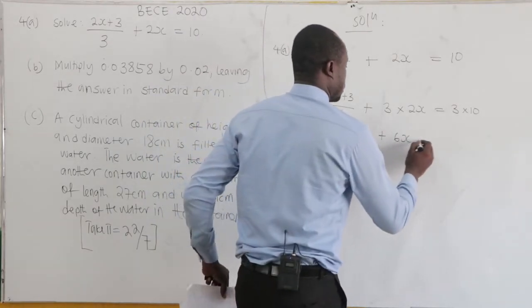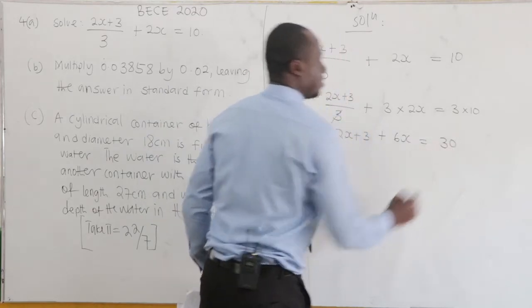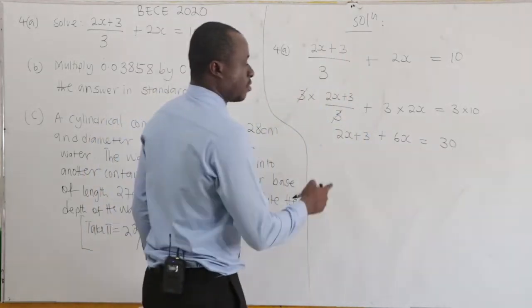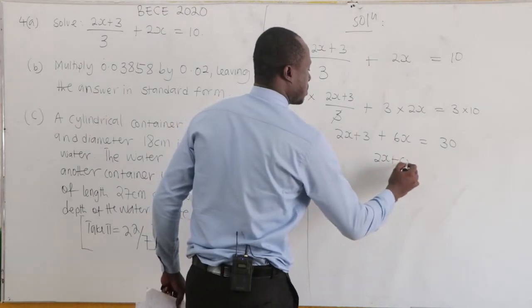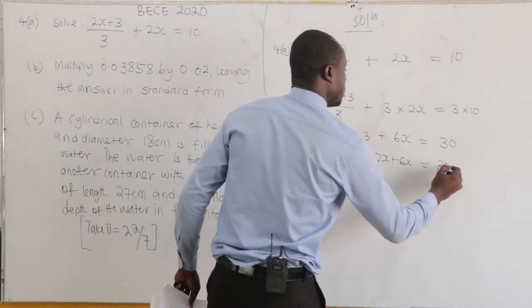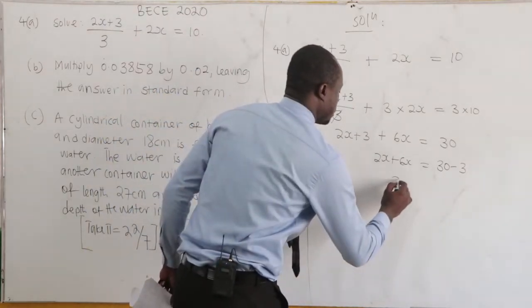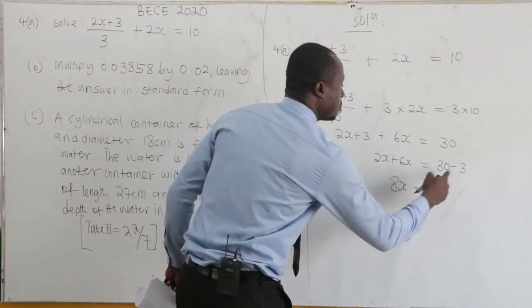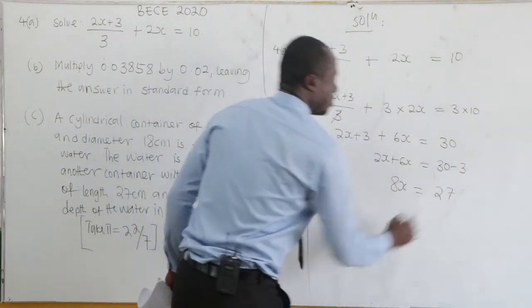This is 6x equal 3 times 10. This is 30. Now let's group like terms. This has to go to the other side. So you have 2x plus 6x equal to 30 minus 3. So this is giving us 8x equal to, now 30 minus 3, this is just 27.